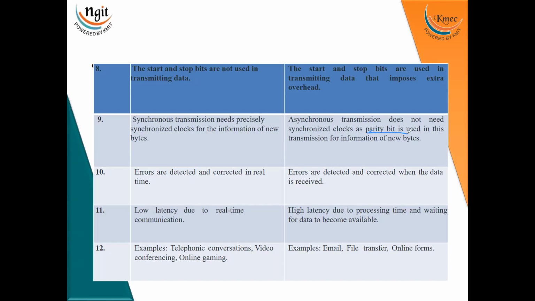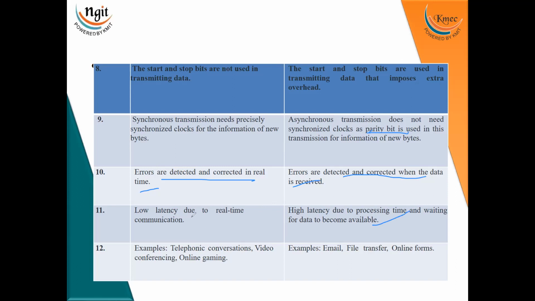There is a parity bit which is used in this transmission. And errors are detected and corrected in real time. But in the asynchronous one, errors are detected and corrected when the data is received. That means at the time of data transmission, if any error occurs, immediately it is going to be solved. But whenever I have an email system, it will not be solved immediately. Am I right? Now, synchronous has low latency due to real-time communication, and asynchronous has high latency.